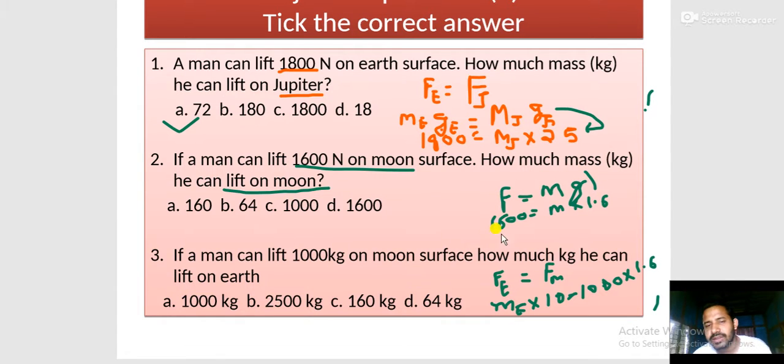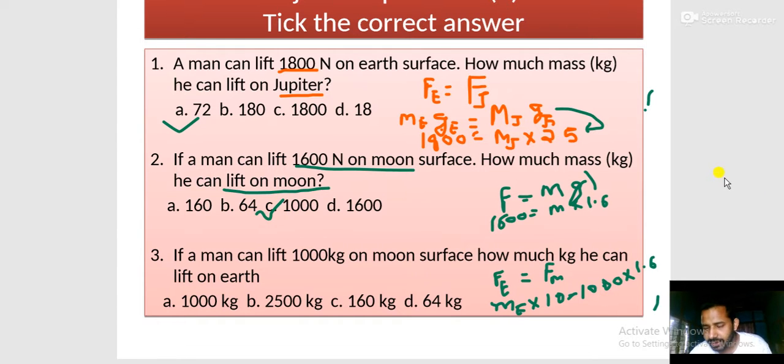Force is given as 1600 newton, and the g value on the moon, I am just taking 1.6 to get an easier calculation. Just divide m equals 1600 by 1.6, and you will get the answer 1000.